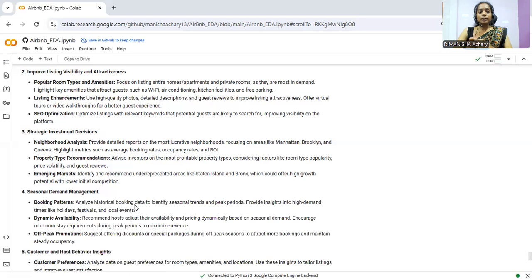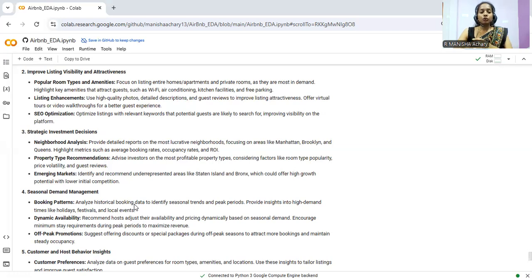Third is strategic investment decisions. Provide detailed reports on the most popular neighborhoods, focusing on areas like Manhattan, Brooklyn, and Queens. Advise investors on the most profitable property type. Consider factors like room type popularity, price volatility, and guest reviews. Identify and recommend underrepresented areas like Staten Island and the Bronx, which could offer high growth potential with lower initial competition.